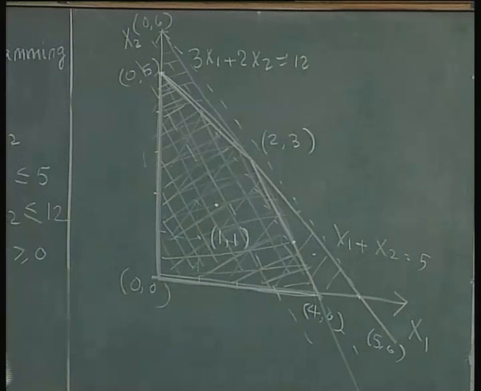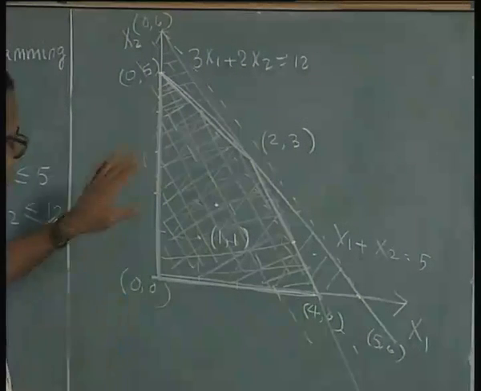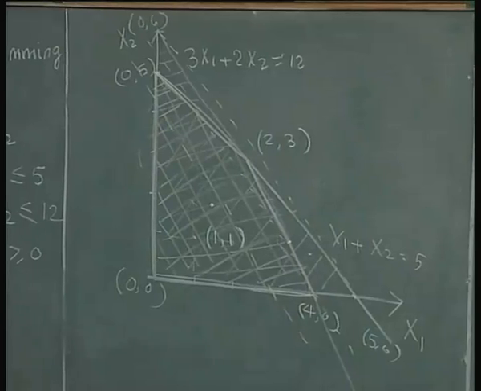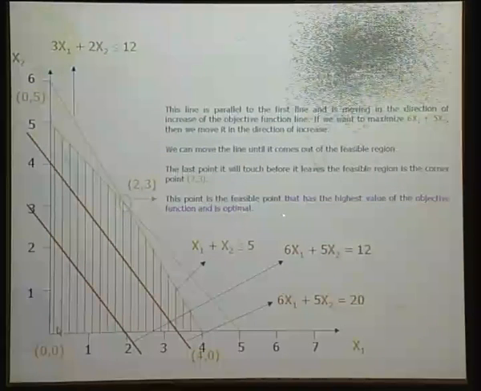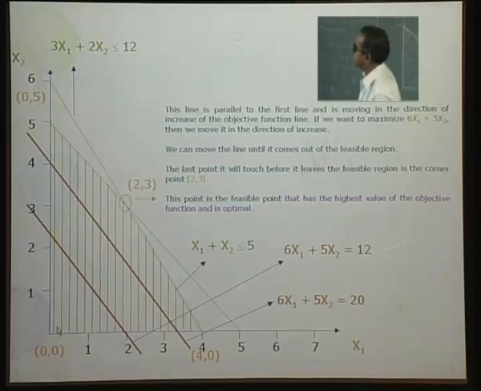But let us also try to introduce some terminology using the graphical method. So, if we go back here, you will see the same thing that is happening. Here you will see that the objective function is plotted for values, say, 12 and 20. You can see the 12 line is here, the 20 line is parallel, it is here, and as it moves you will see this is the feasible point that has the highest value of the objective function and is optimal. We will try to define these terms called feasible, optimal, and so on.